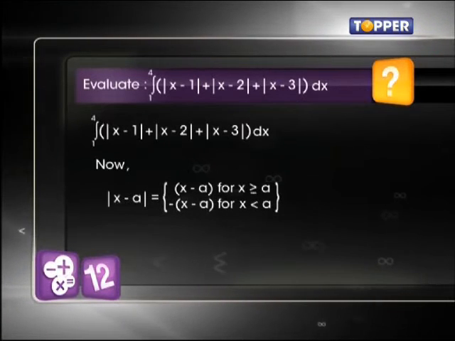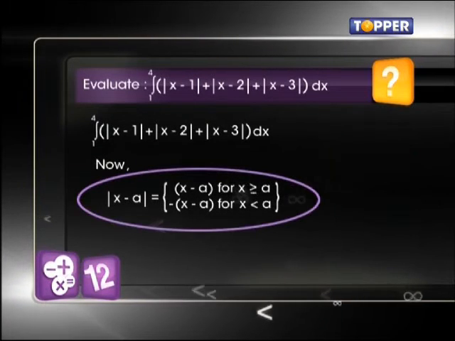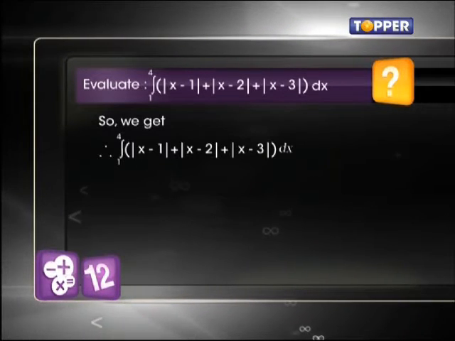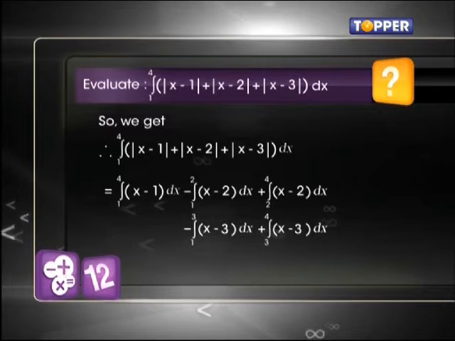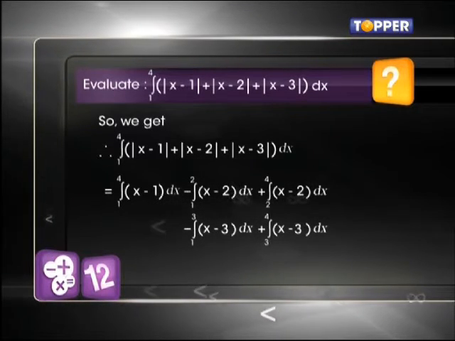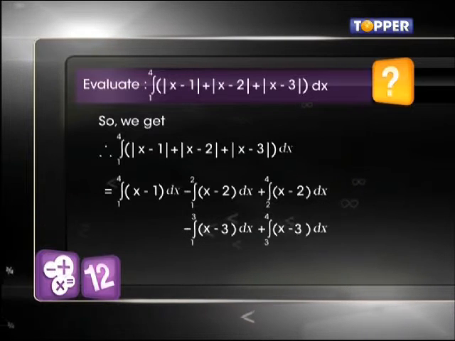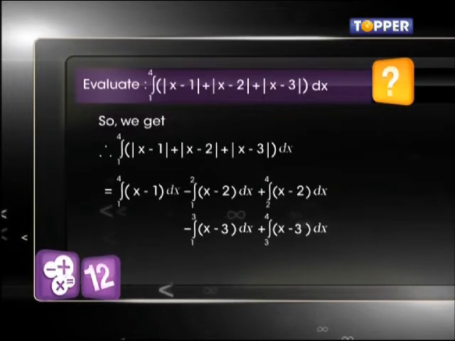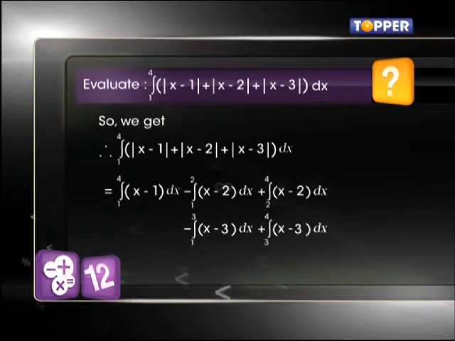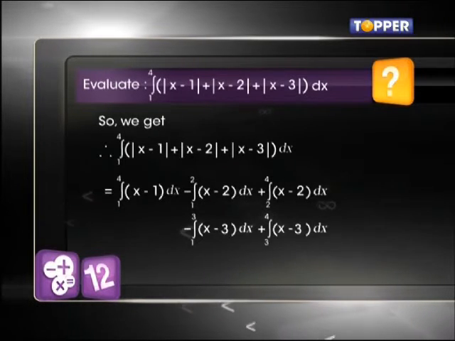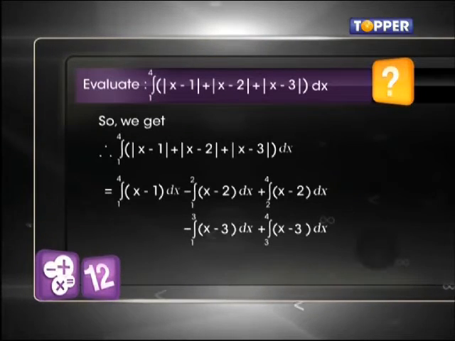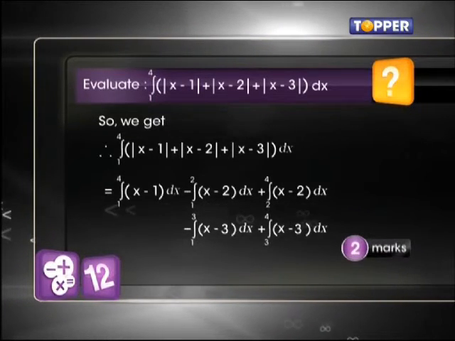Begin by stating the definition of modulus functions. The definition of modulus splits the functions to give us integral of x minus 1 from 1 to 4 minus integral of x minus 2 from 1 to 2 plus integral of x minus 2 from 2 to 4 minus integral of x minus 3 from 1 to 3 plus integral of x minus 3 from 3 to 4. This fetches you another 2 marks.